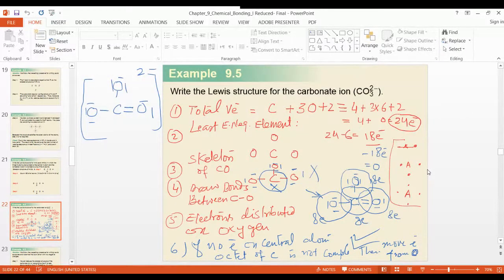This is carbonate. In this case, see the first, this one. Are you able to see this presentation? Hello? Hello guys. Yes, we can.